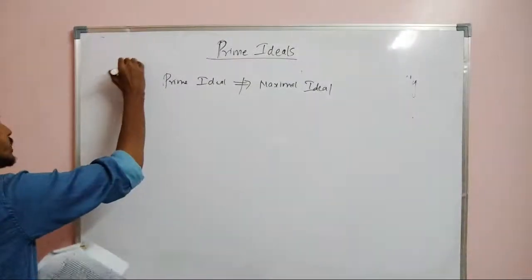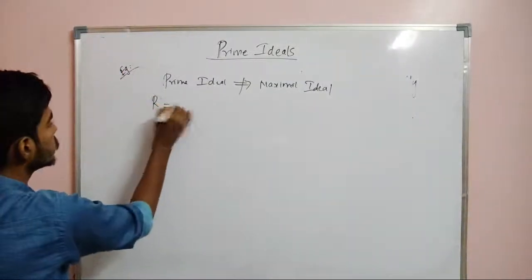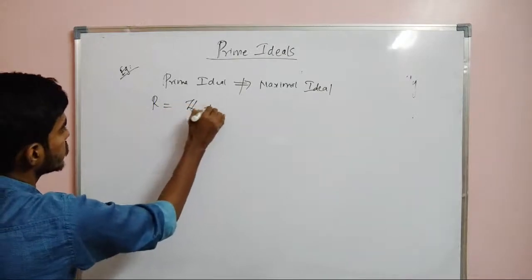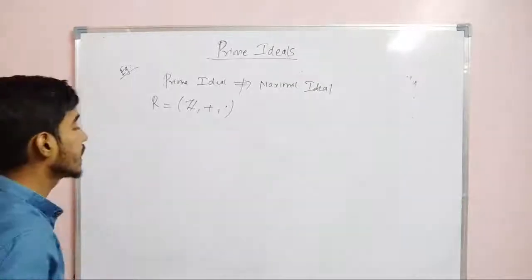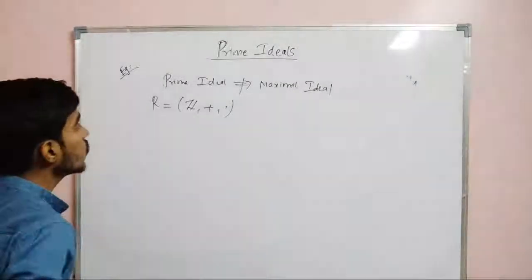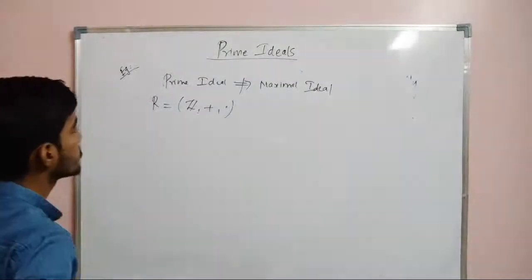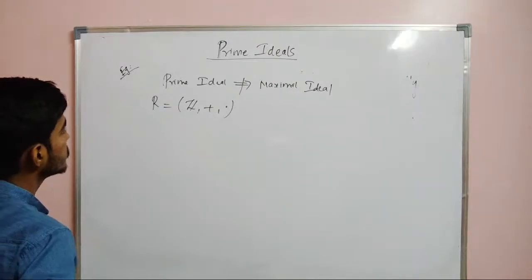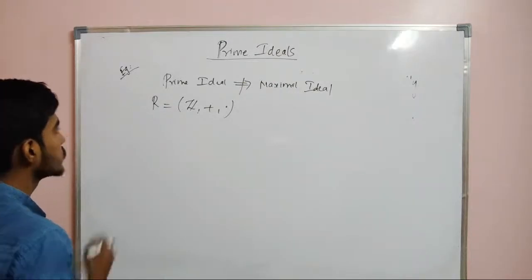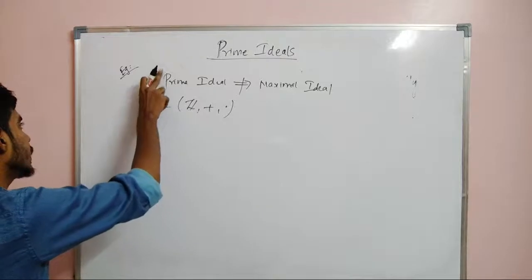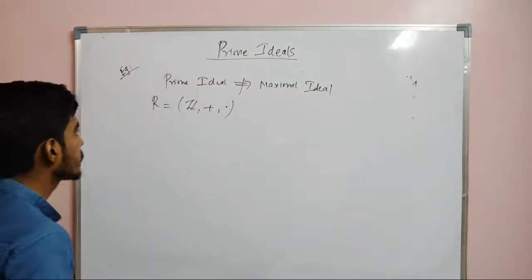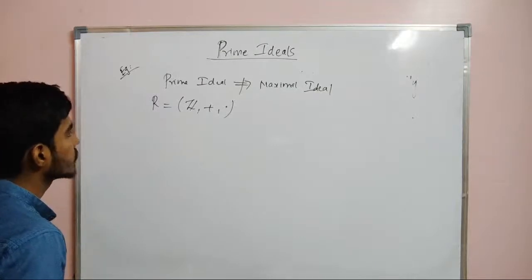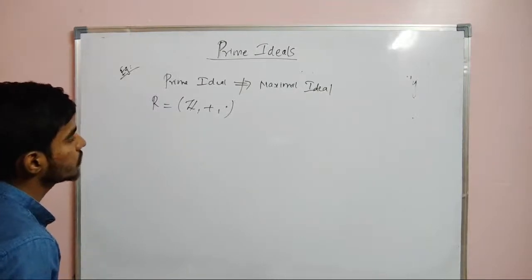So we will use an example. Again we will take R equal to the integers. Let us take a ring equal to the integers with respect to multiplication and addition. This is a ring. Now let us take an ideal that has to be prime but should not be maximal. It is not maximal ideal. So first it has to be a prime ideal, but it should not be maximal ideal.